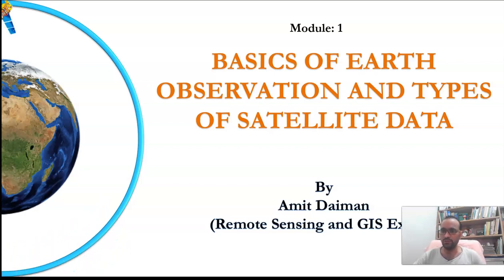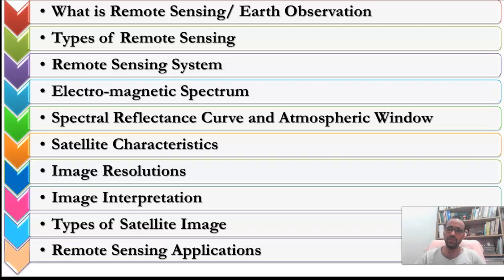Today, I'm going to start module 1, and our first topic is basics of Earth observation and types of satellite data. And we are going to cover these contents in this topic. First, I will introduce what is remote sensing, or you may call it Earth observation, and then types of remote sensing. There are different types of remote sensing I'm going to introduce. Then how a remote sensing system works, and what the components of the remote sensing system are.